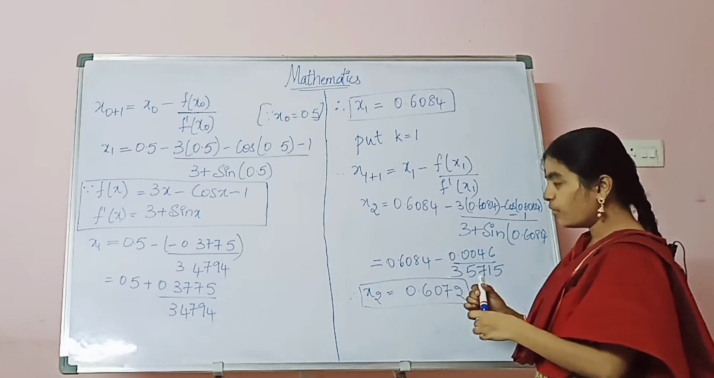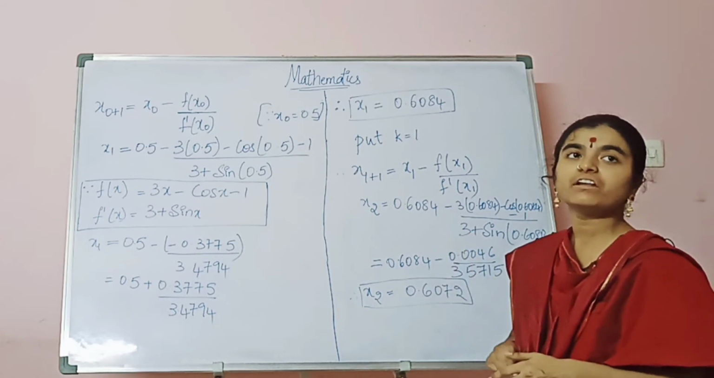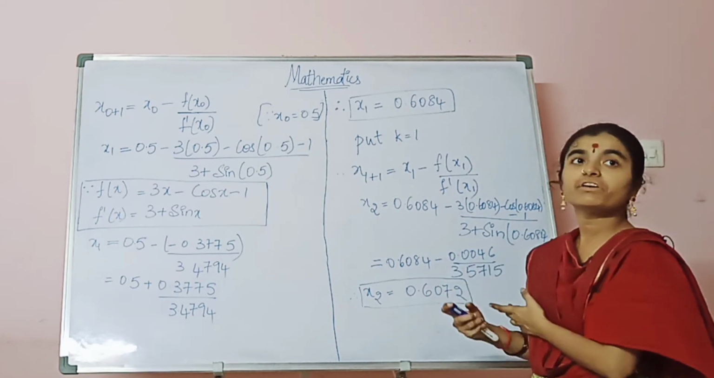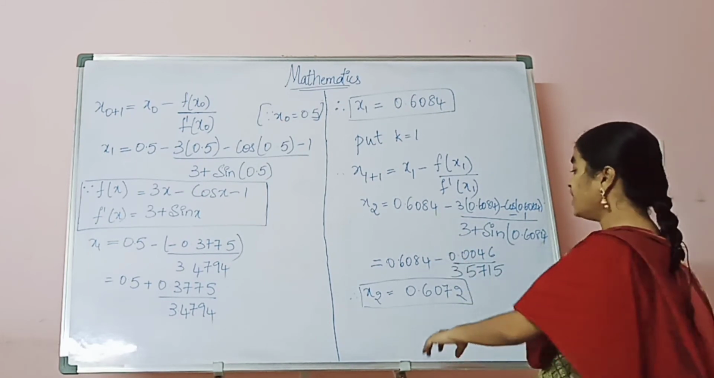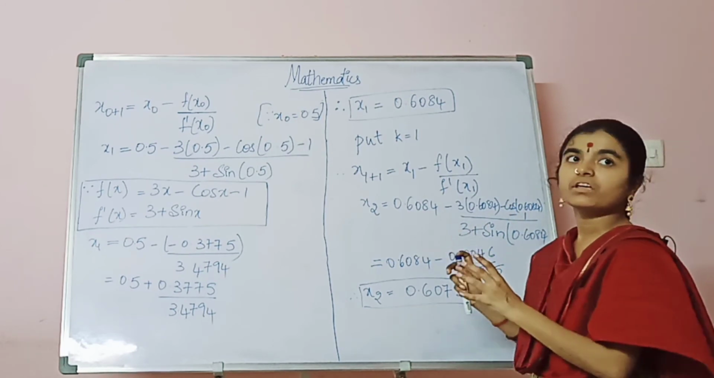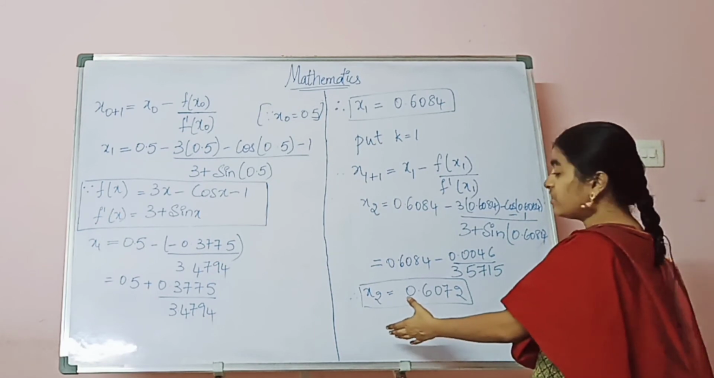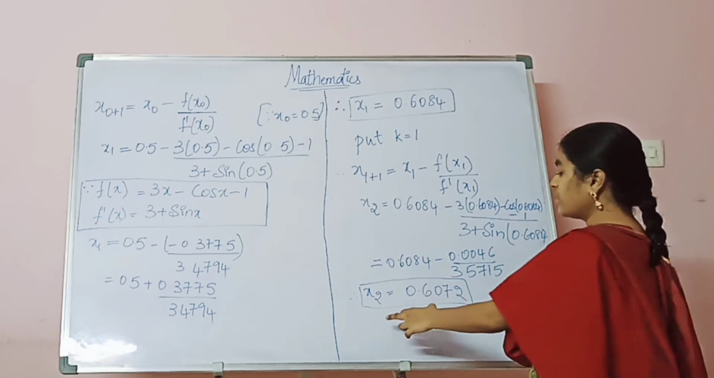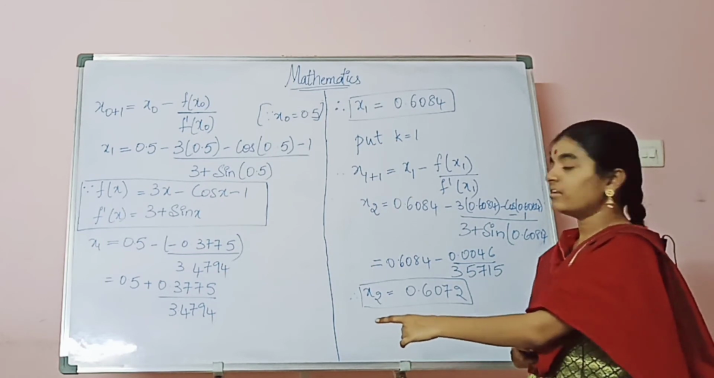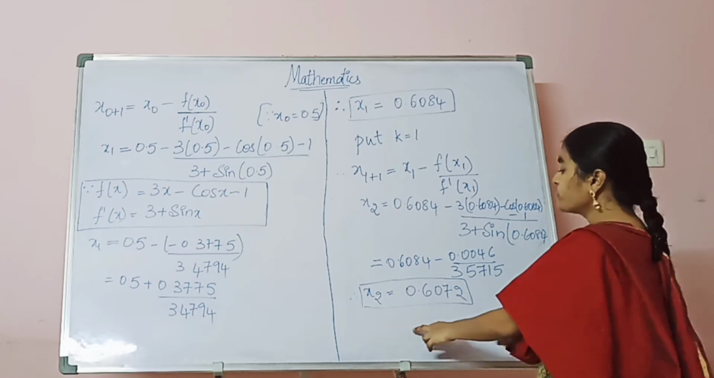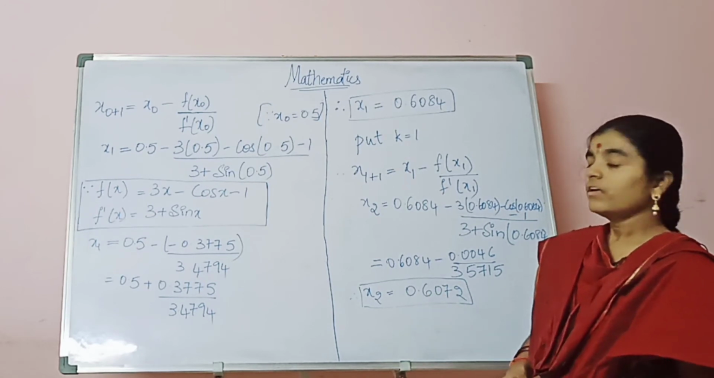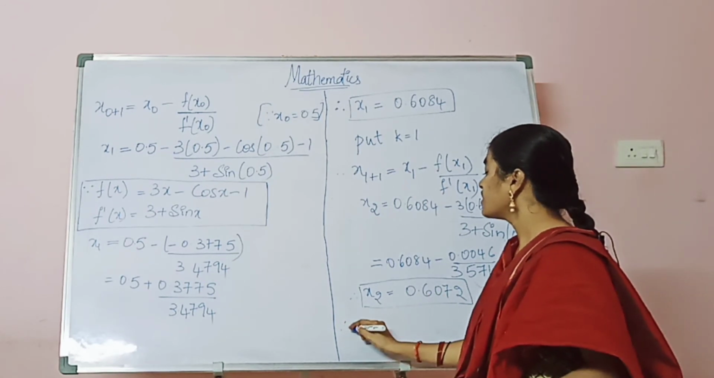0.6072. What we discussed in the question earlier is that we have to find the real roots between 0 and 1 only. If we start another iteration, the value will be more than 1. So we can stop here. What is the value of x2? 0.607.